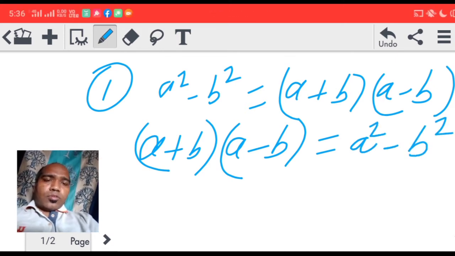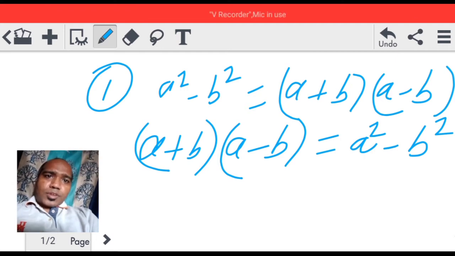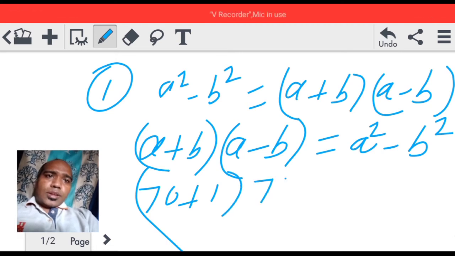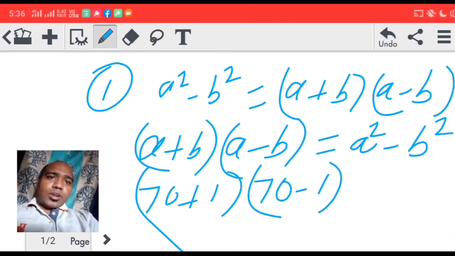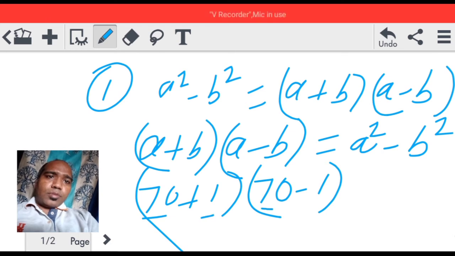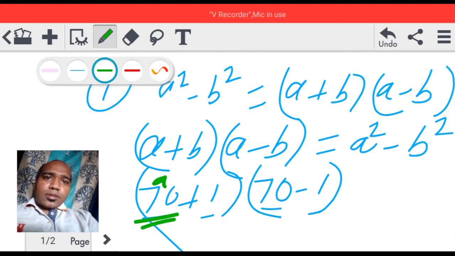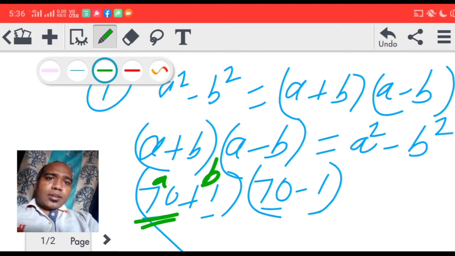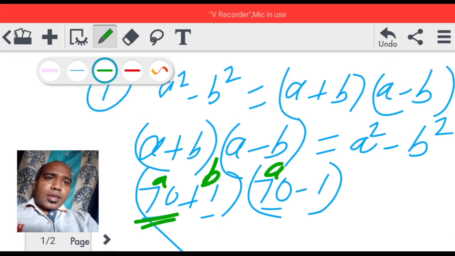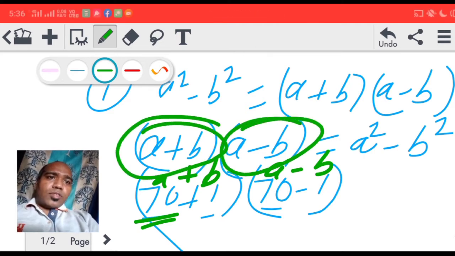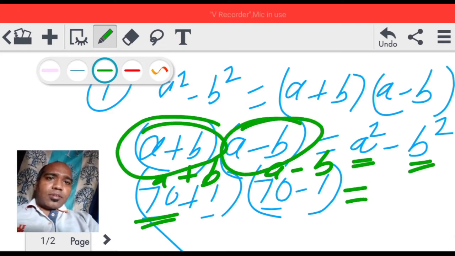Got it? So if somewhere the question is like this, 70 plus 1 into 70 minus 1, it can be written as what? This is in the form of a plus b into a minus b. If we consider 70 as a and 1 as b, then a plus b, again 70 as a and 1 as b, so it is in the form of a plus b into a minus b. And the formula for a plus b into a minus b is a square minus b square. So what can we write? a square minus b square, in place of a, 70 is there.